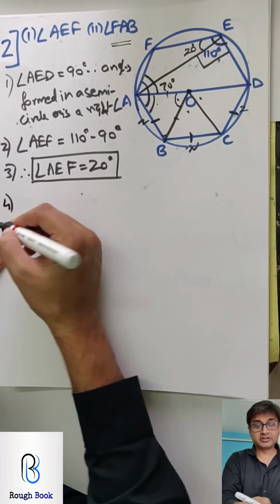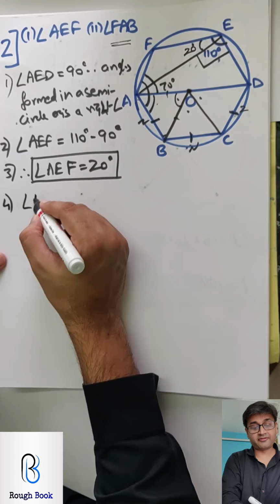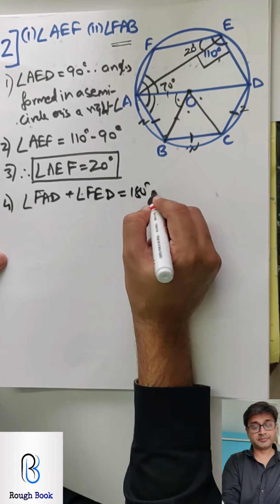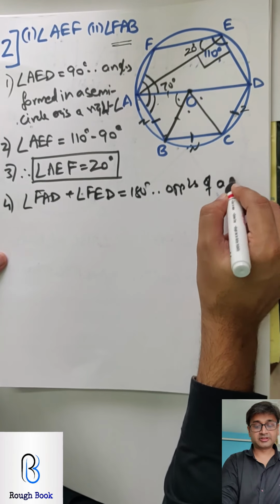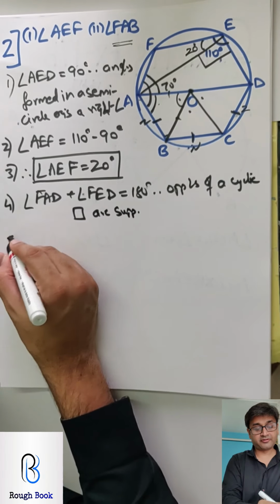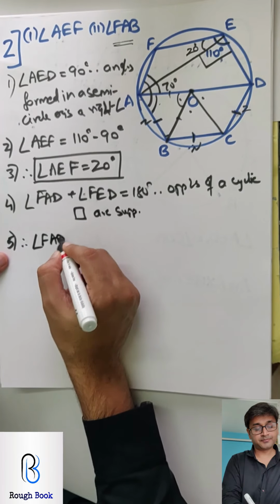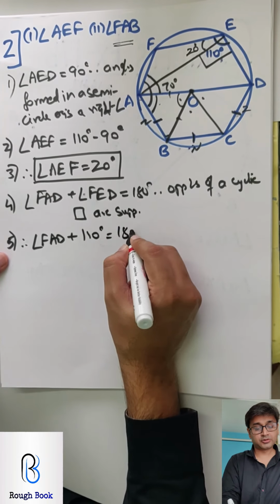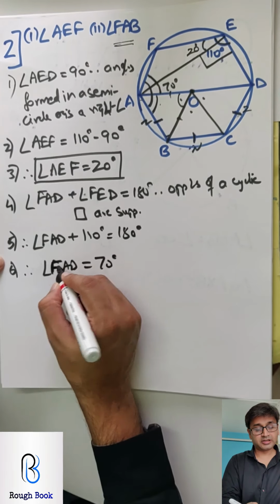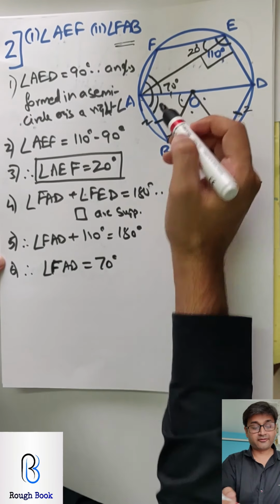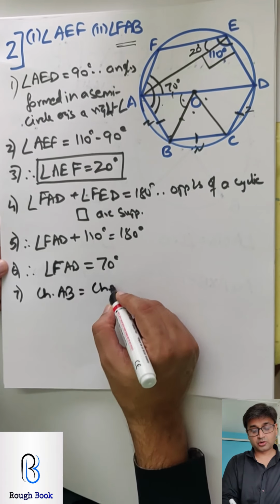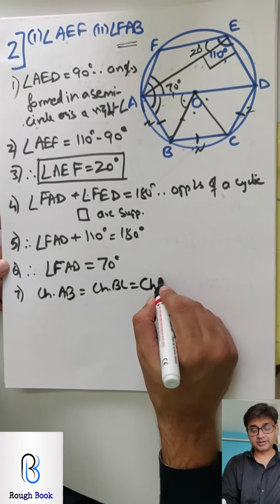Okay. So let's see. First, at least let's get this 70. So I will say FAD plus FED equals 180, opposite angles of a cyclic quadrilateral are supplementary. So therefore, angle FAD plus 110 is 180. So we managed to get FAD as 70. So at least one part is sorted, that is this one. Now for this, let's see how you are going to present. So we will say chord AB equals chord BC equals chord DC.